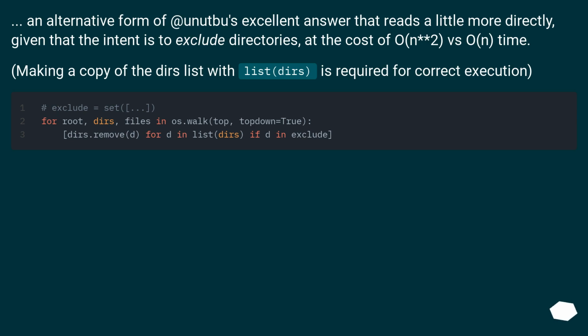An alternative form of Anuppu's excellent answer that reads a little more directly, given that the intent is to exclude directories, at the cost of O(n^2) versus O(n) time. Making a copy of the dirs list with list(dirs) is required for correct execution.